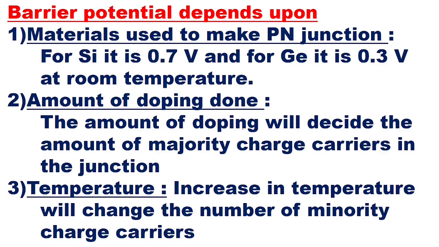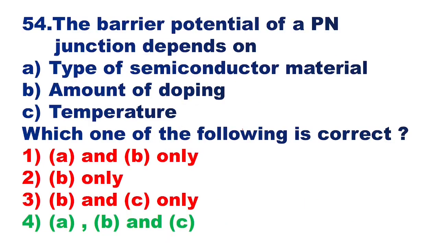So here you can see the explanation. Barrier potential depends upon, number one, the materials used to make the p-n junction. That is, for silicon it is 0.7 volt, and for germanium it is 0.3 volt at room temperature. It also depends upon the amount of doping done, because the amount of doping will decide the amount of majority charge carriers in the junction. It also depends on temperature, because an increase in temperature will change the number of minority charge carriers. So in option 4, parameters A, B and C all stand true. So the barrier potential of a p-n junction depends upon all three parameters. So option 4 is the correct answer.